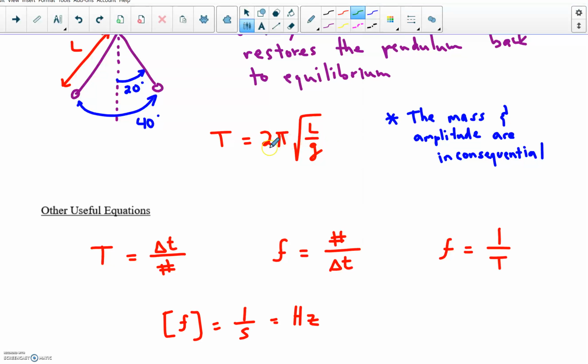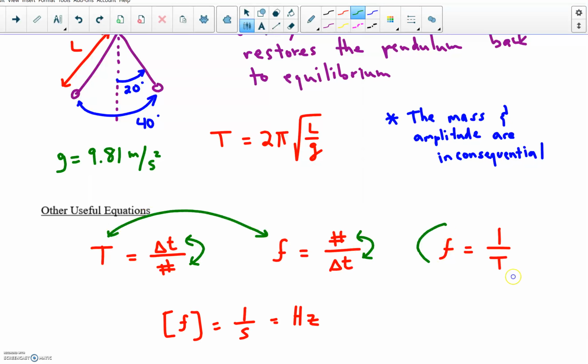Length and g, those are the only things that matter. On Earth, of course, at the surface of Earth, g is 9.81 meters per second squared. The last thing I just wanted to point out, compare this to this. They are reciprocals. Therefore, T and frequency must be reciprocals of each other, which is where we get this equation.